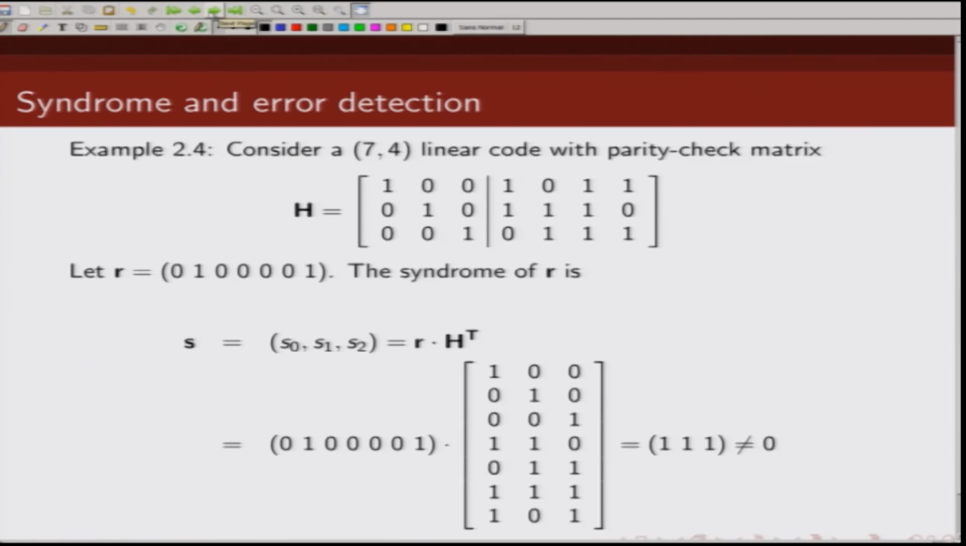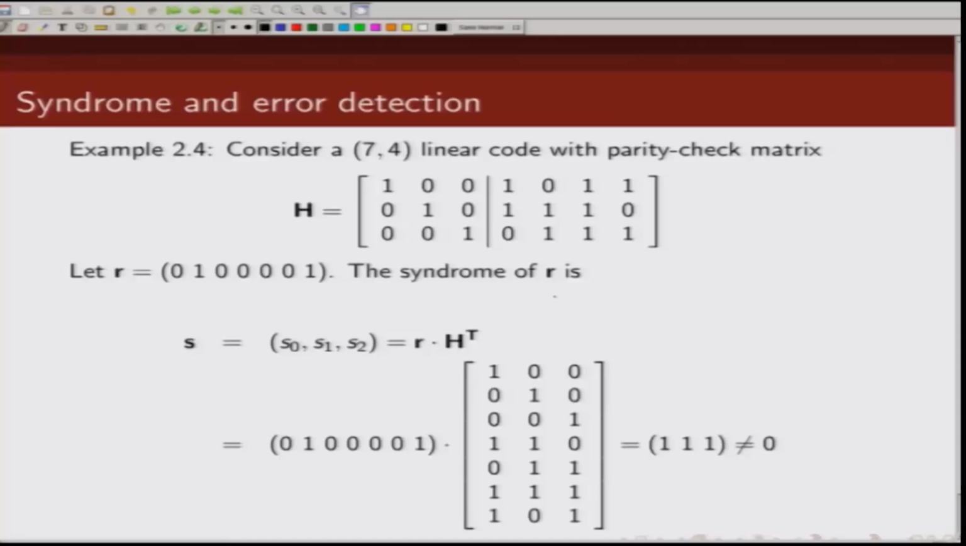So, I have an example here of a 7-4 linear block code whose parity check matrix is given by this. Now, let us say my received coded sequence is this, and I am interested to find whether there is any error in this received sequence. So, how do I do that? First, I will compute the syndrome. So, what is the syndrome of R? The syndrome is RH transpose.